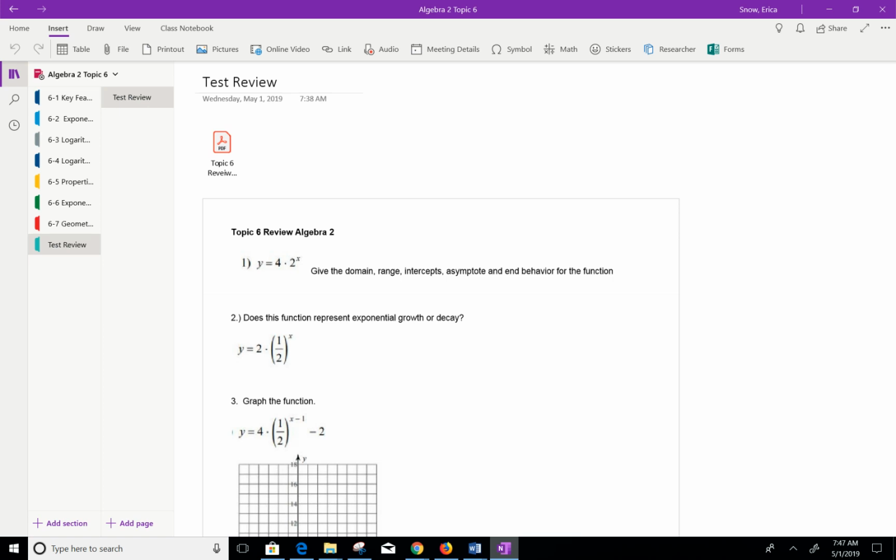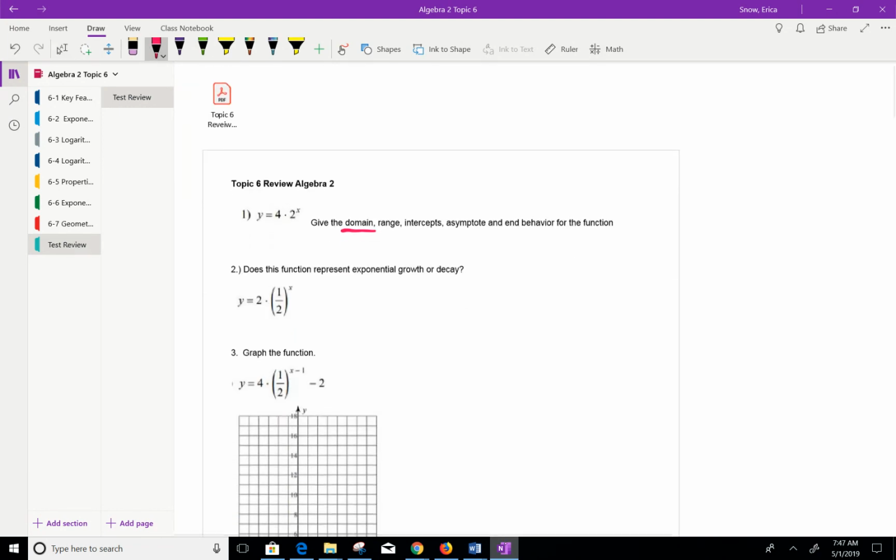Hello, we are going to go through our topic 6 review as requested. So starting off, it says to give the domain, range, intercepts, asymptote, and end behavior of the function. Our domain for these is always going to be negative infinity to positive infinity.